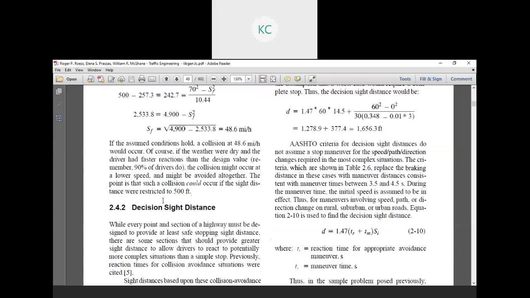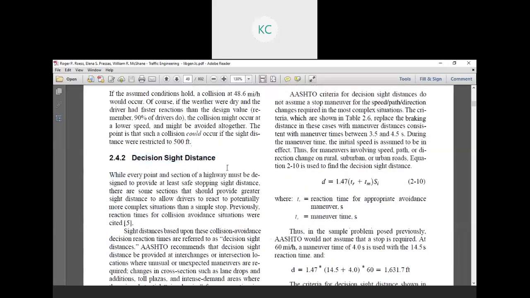The next is decision sight distance. While every point in a section of highway must be designed to provide at least the safe stopping sight distance, there are some sections that should provide a greater sight distance to allow drivers to react to potentially more complex situations than a simple stop.